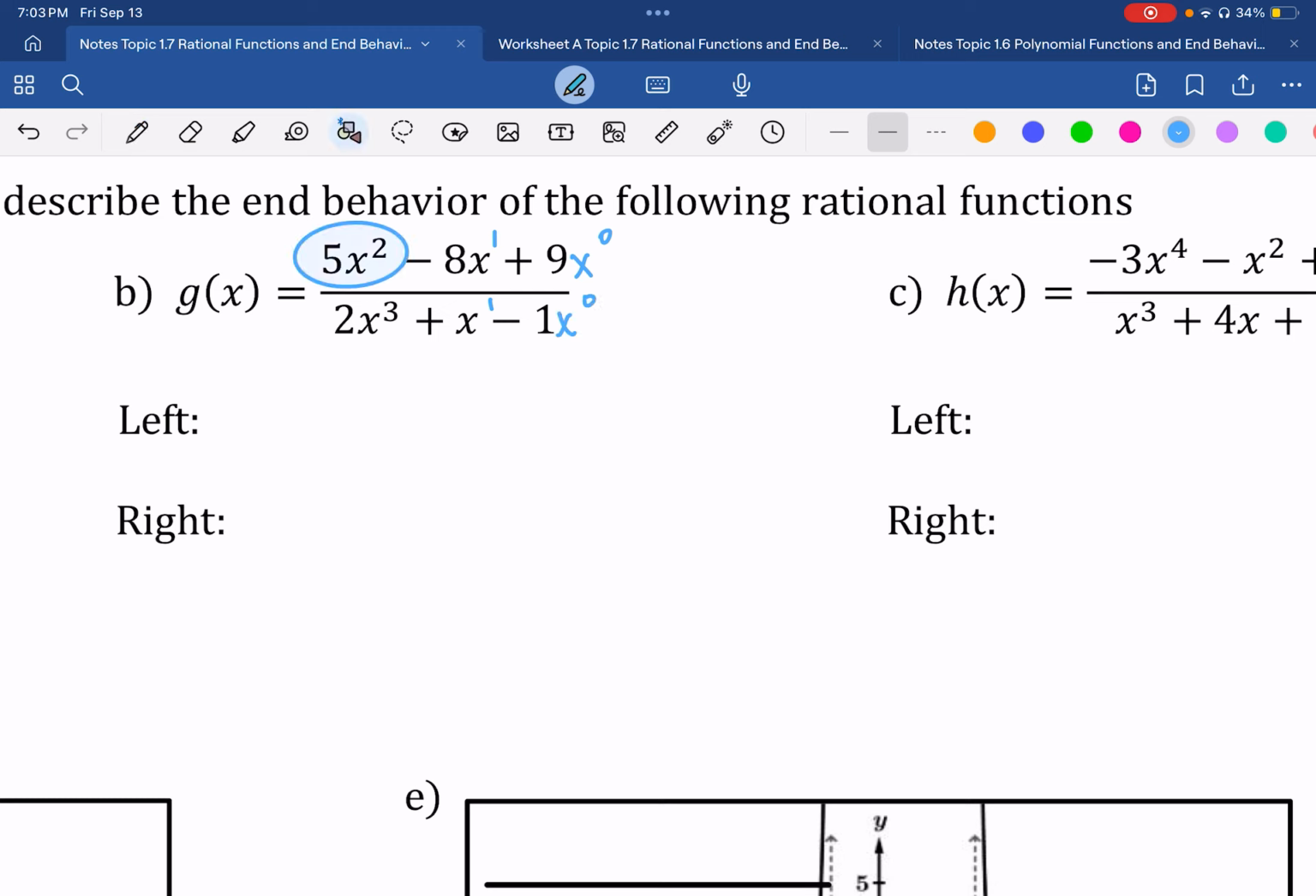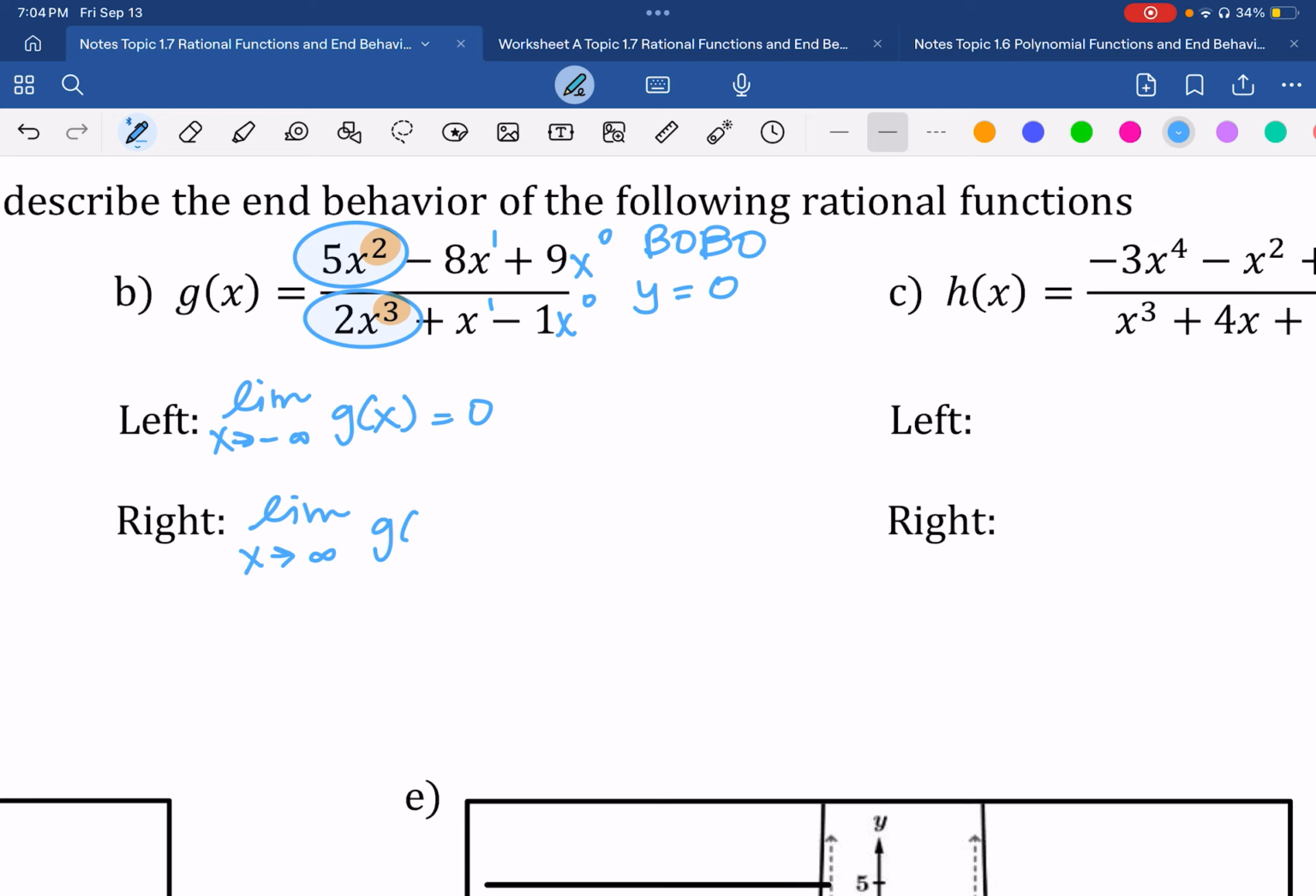The leading term in the numerator is 5x squared, and the denominator would be 2x cubed. I have a degree of 2 on the top, a degree of 3 at the bottom. It's bigger on the bottom, so this will be BOBO. So my horizontal asymptote will be at y equals 0. So I have the limit as x approaches negative infinity, g of x equals 0. The limit as x approaches positive infinity, g of x equals 0.